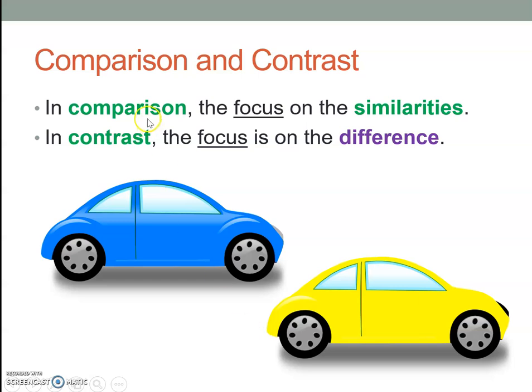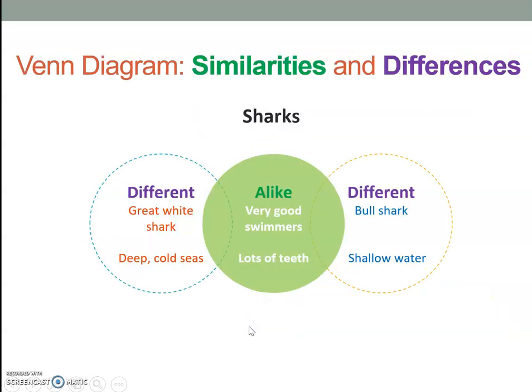So when we talk about comparison or comparing, our focus is on what's similar. In other words, they're both cars, they have the same shape, same kind of tires, and yet their color is different. So the contrast is the color. They're different colors. And many times in a text, things are a little bit more complicated.